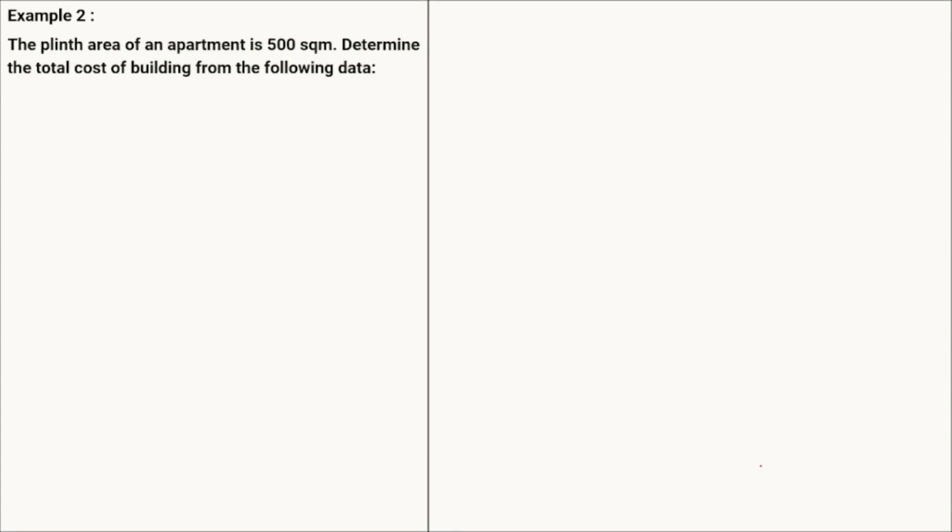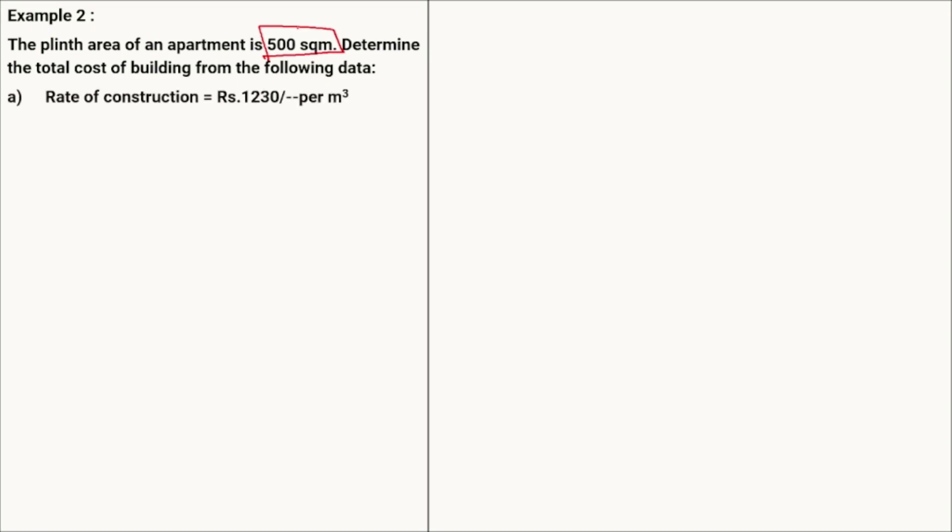The Plinth area of an apartment is given as 500 square meter. Determine the total cost of the building from the following data. So again, Plinth area of an apartment is given, and for that particular apartment we have to calculate the total cost of the building. So this is your proposed building area. Okay, and that is the Plinth area.